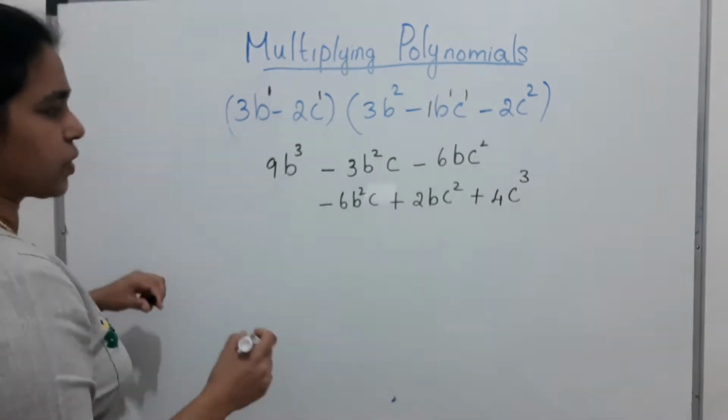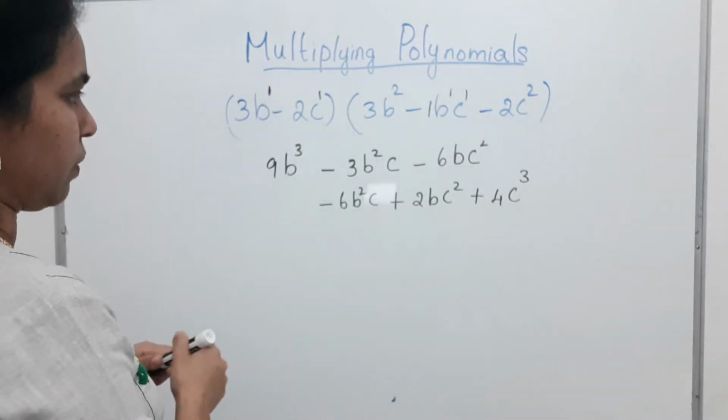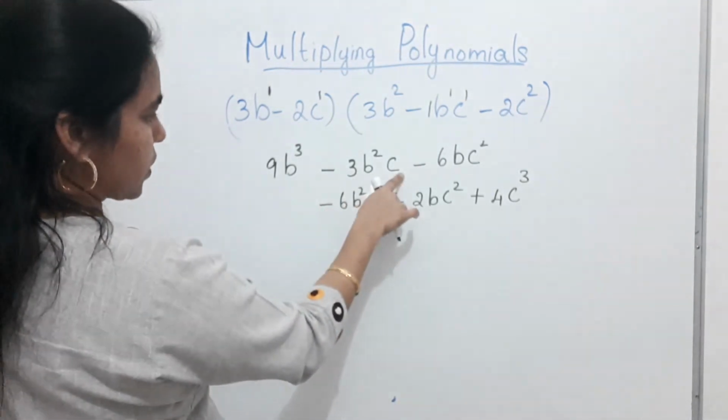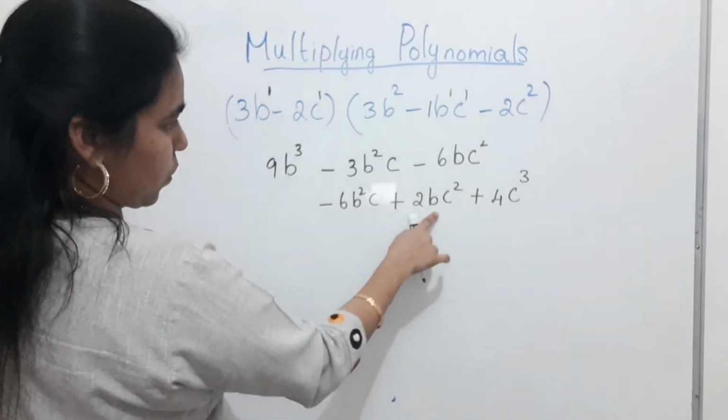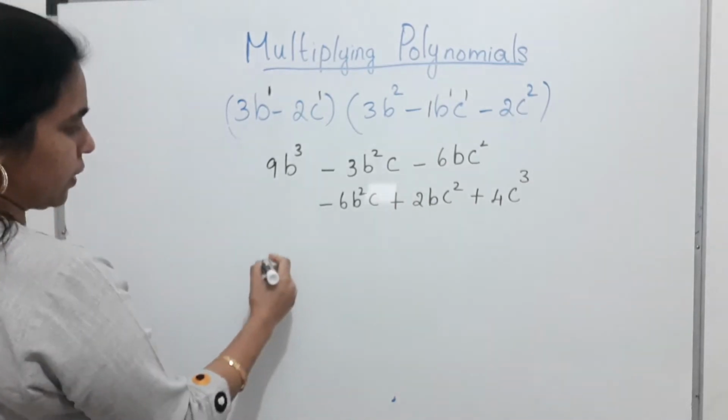Okay, now you have to see whether you have like terms here. So this is b squared c, there is b squared c in here, this is bc squared, and this is bc squared, so they are like terms, you can put them together.